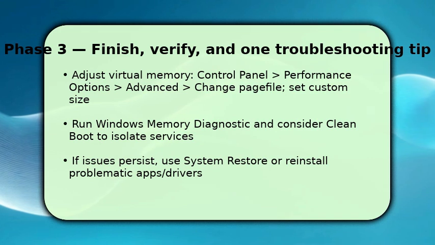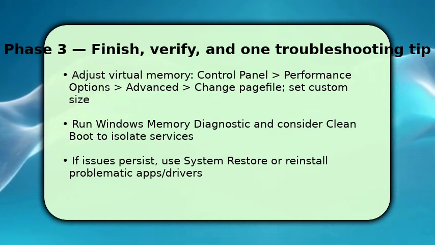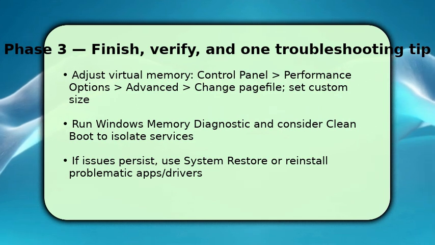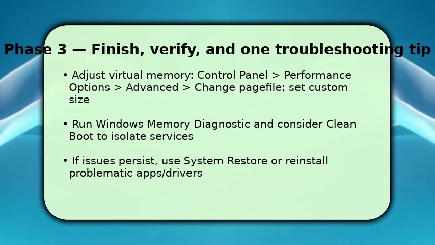If high usage remains, run the Windows memory diagnostic to check RAM modules, then perform a clean boot to isolate a problematic service or app. Make sure to test after each change so you know what fixed it. If nothing helps, restore to a recent restore point or reinstall suspect drivers or apps to eliminate persistent leaks.